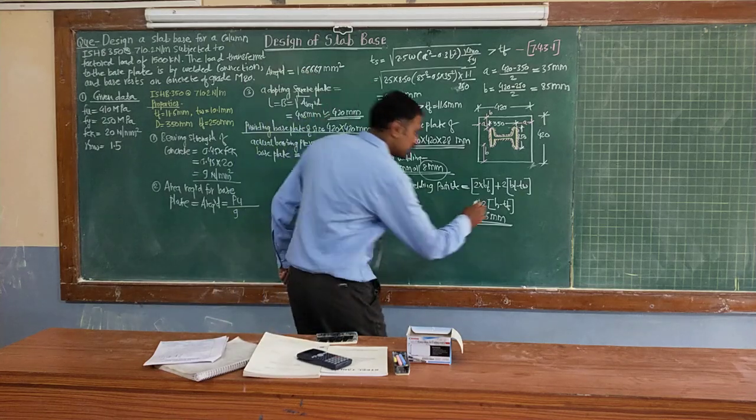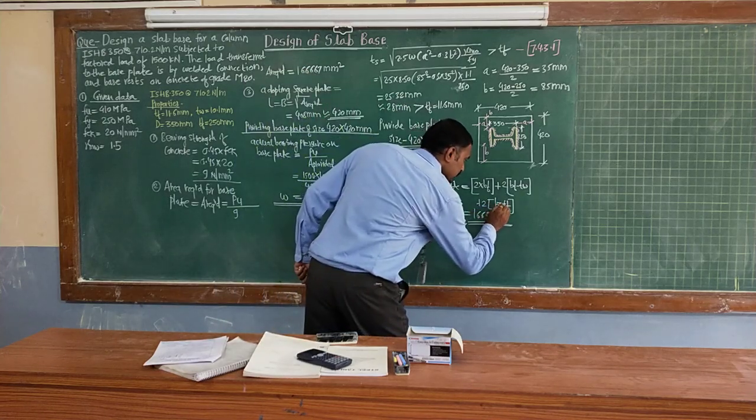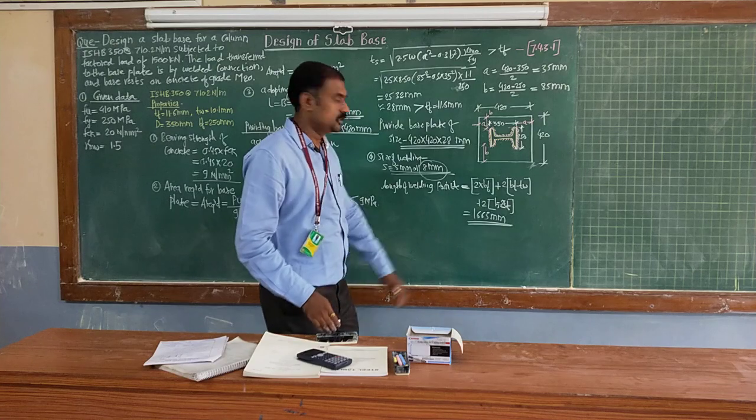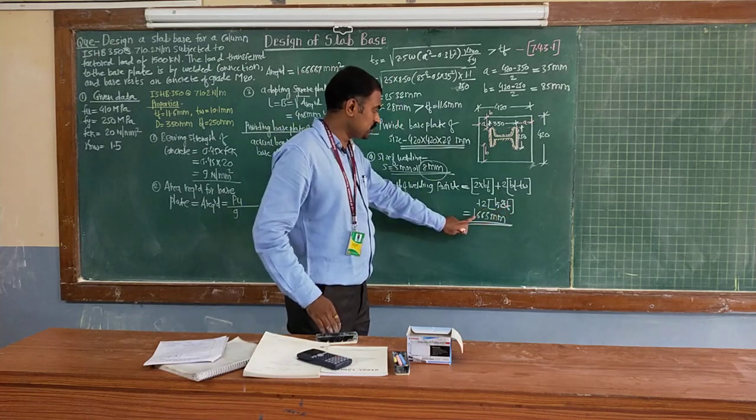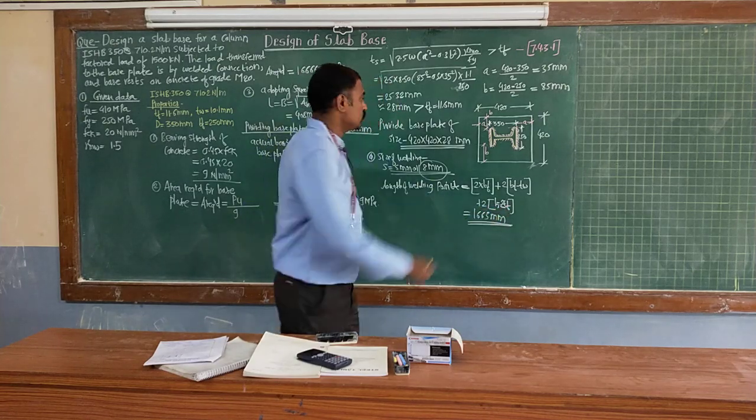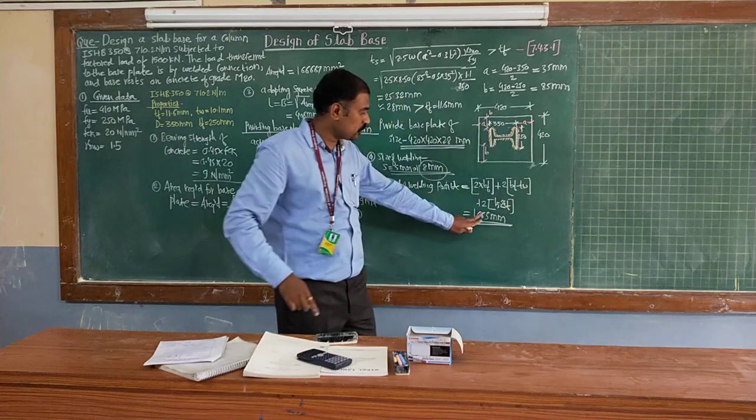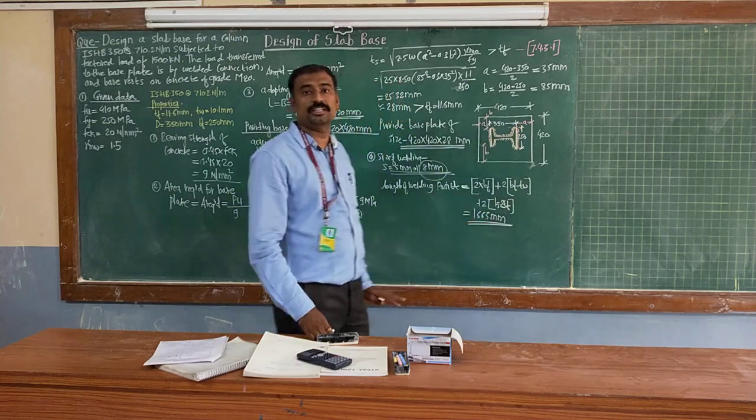Sorry, here 2 times thickness of flange minus 2 times thickness of flange. So this value is 1663 mm. So at this particular length or perimeter of 1663 mm you can provide the welding.